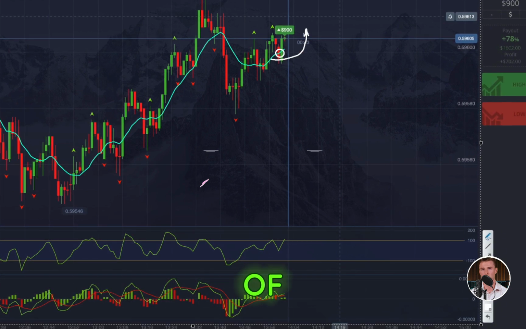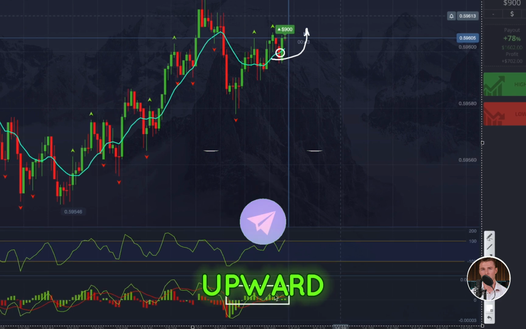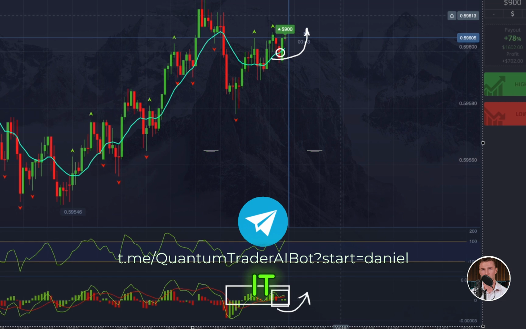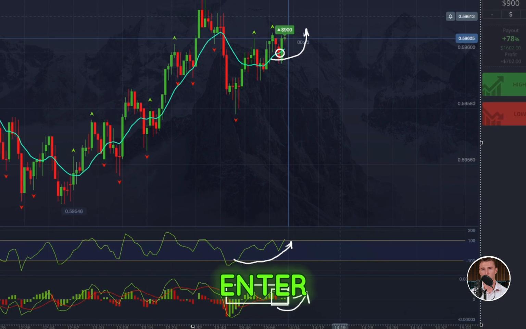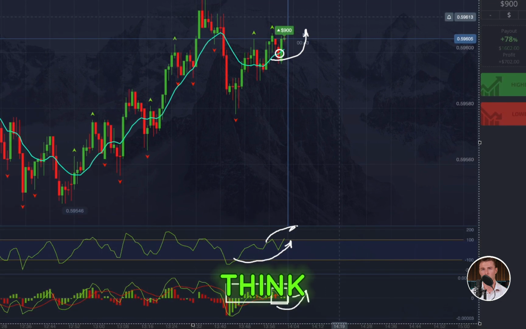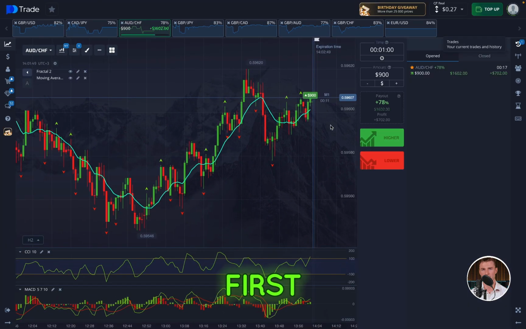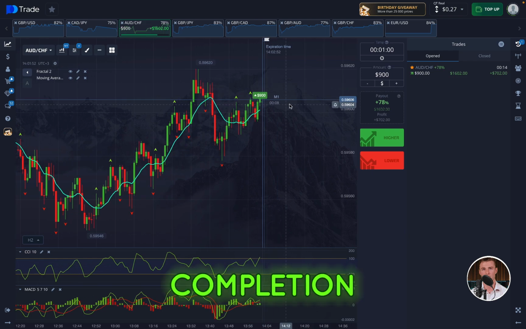The moving lines of the MACD are also directed upward, as is the moving line of the CCI oscillator. It should enter the overbought area, so I think further upward dynamics should still be present. Let's look at the result of the first trade about 10 seconds before its completion.